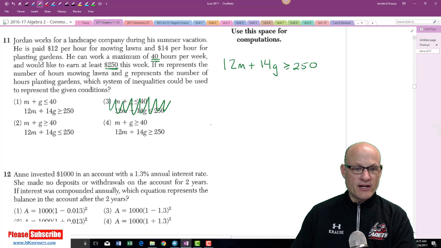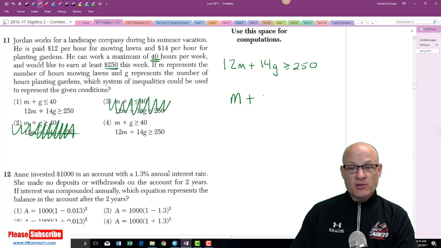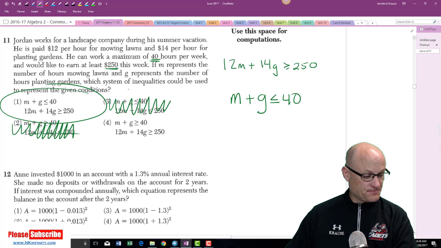So I'm going to guess we can find at least 2 of those. All right, so that's all of these. These all say that. But wait, here's a less than or equal to. That can't be it. So it's got to be choice 1 or choice 4. Now, he can only work a maximum of 40 hours. So that means his mowing hours plus his gardening hours have to be less than or equal to 40 hours. And that's what we're looking for, and that's why it's choice 1.